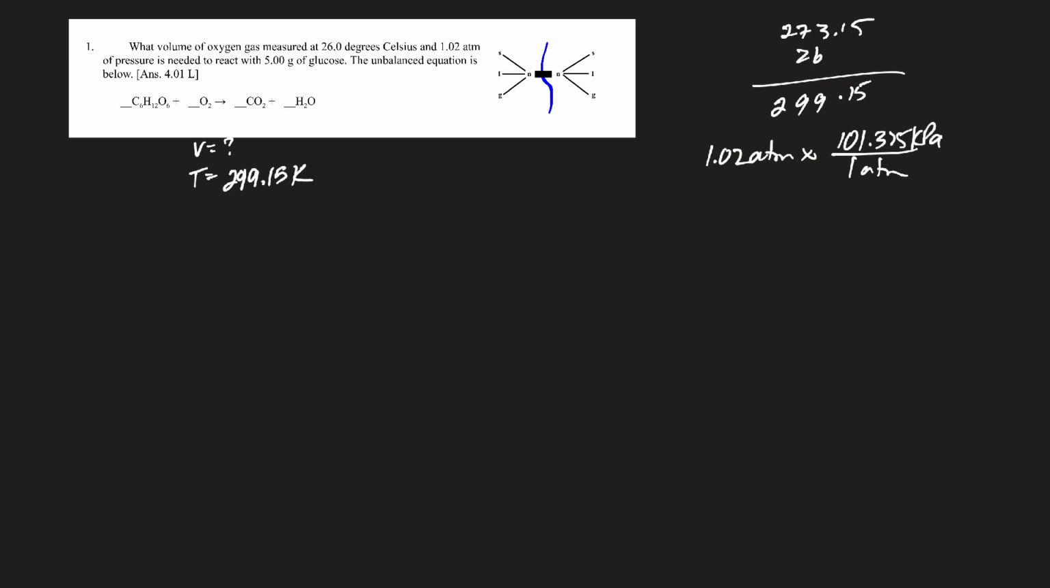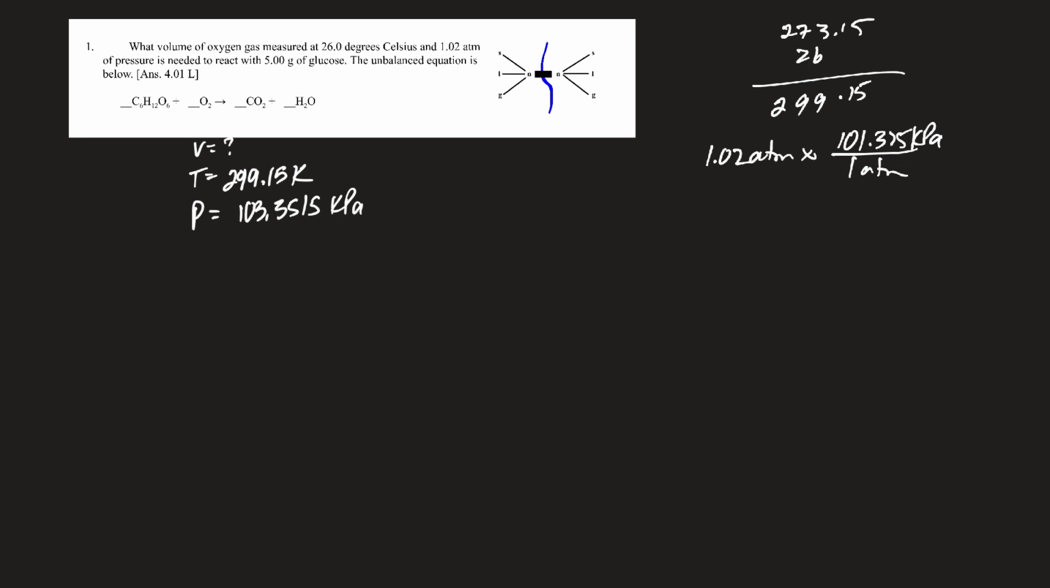Calculator. Where's my calculator? There it is. So 1.02 times 101.325. So the pressure is 103.3515 kilopascals.